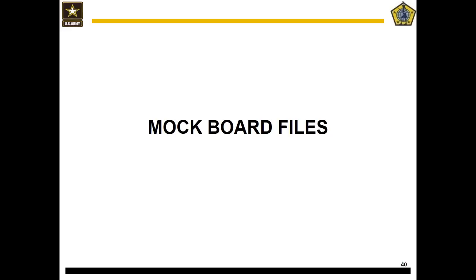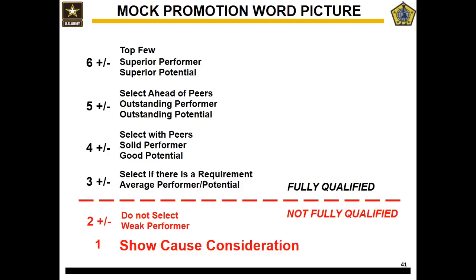This is the word picture you will use to assess and score the subsequent mock board files. You will have to form your own voter philosophy, which is deciding what you think constitutes a 6+, 6, 6-, all the way down to a score of 1. Remember to judge an officer's file based on its content and not in comparison to what you might have noticed in another officer's file. Also, note that in this word picture, the fully qualified line is drawn between 2 and 3. Therefore, if you give an officer a score of 2, you are recommending they not be selected for promotion, regardless of promotion opportunity.